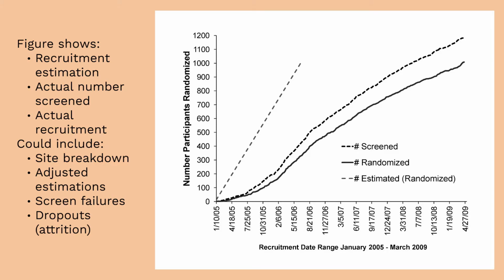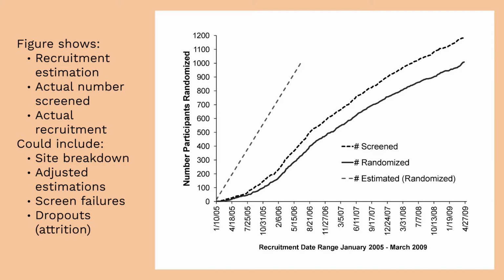You could look at the adjusted estimations. So once this study knew that it wasn't going to be able to recruit this quickly, you could see how the estimates changed. You could add screen failures on here. So you would see actually that the screen failures are simply a difference between the number screened and the number randomized. And then you could also show below the number randomized the number of dropouts. So this was a trial that recruited 1,000 participants, and ultimately just over 700 completed the full duration of follow-up.